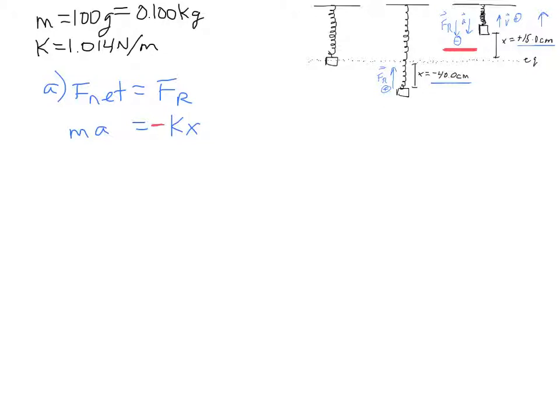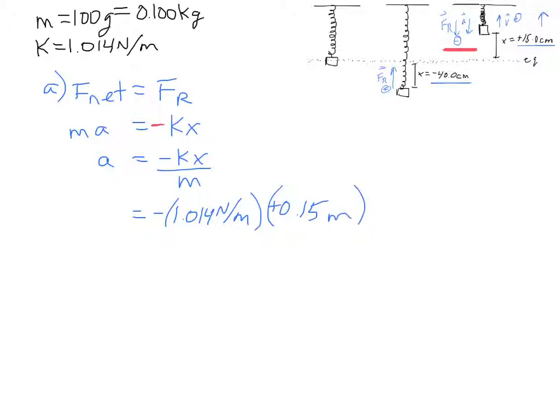When we rearrange for a, a is going to be negative kx over m. We know our k: negative 1.014 newtons per meter. We want to figure out the acceleration at an x of positive 0.15 meters. We're going to divide that all by the mass, which is 0.1 kilogram, and we will get an acceleration of negative 1.52 meters per second squared. Notice that our acceleration is negative, which is what we need it to be because it should be accelerating in a downward direction.